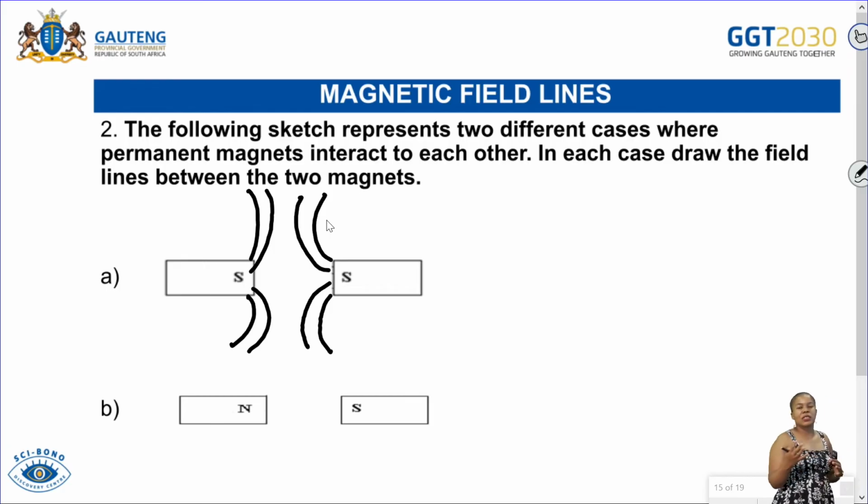So this is a force of repulsion that is happening. So both of them are getting in. Okay? Because remember, the magnetic field lines are moving from north to south. So on the South Pole, they are getting in, or they are moving inwards.